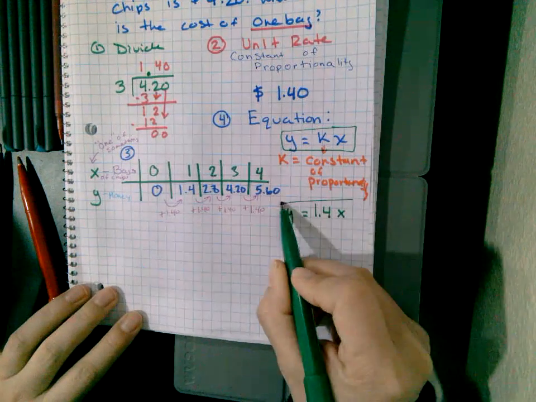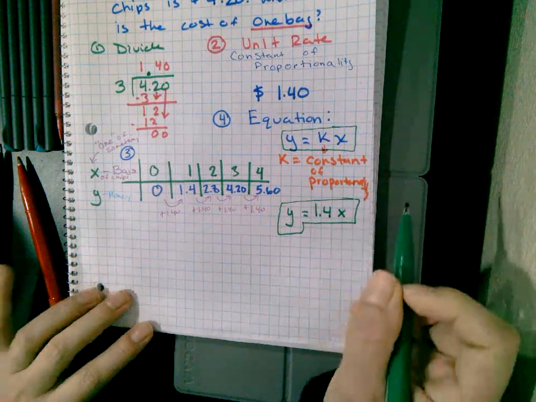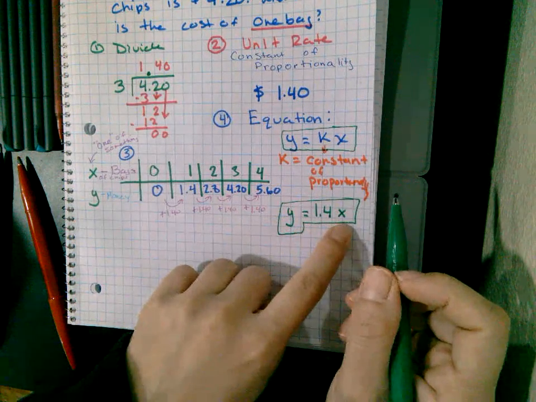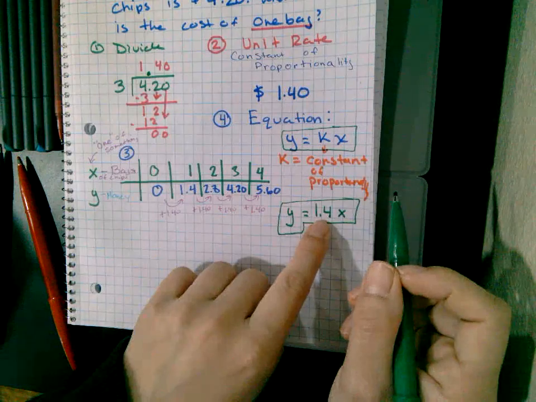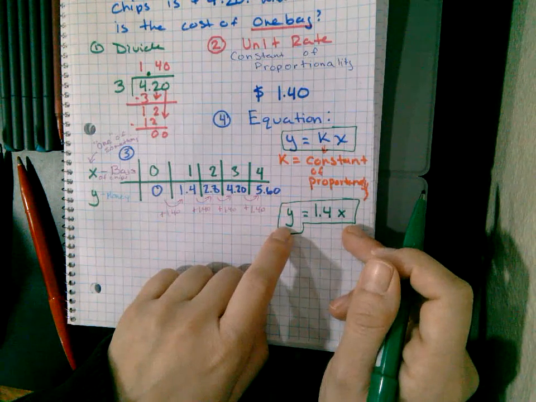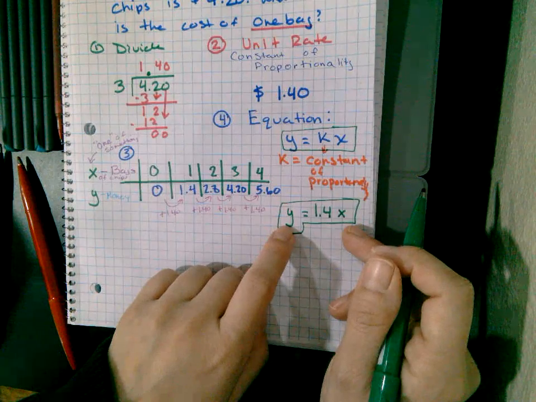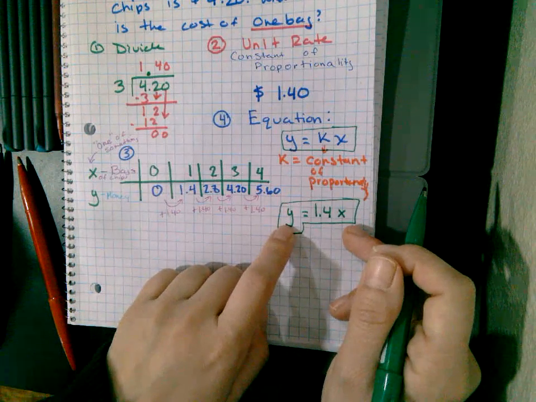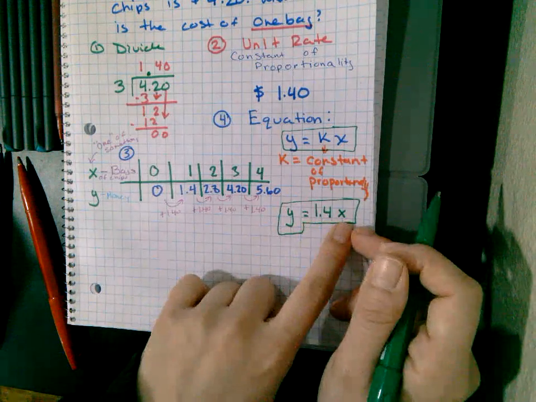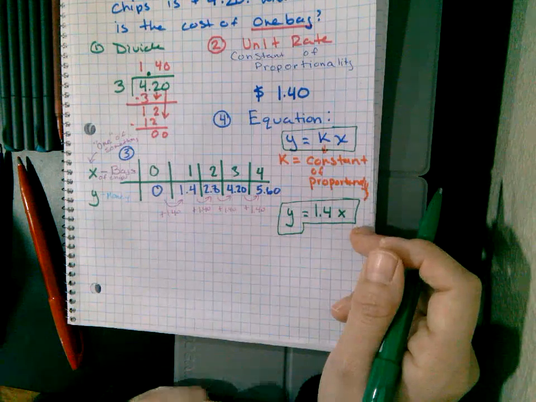This, ladies and gentlemen, is the equation for this whole problem. Y equals 1.4x. Where did I get the 1.4? It's my constant of proportionality. Y and x are just part of it. It's always going to be y equals something x. So that's the only thing that keeps changing. Y equals 1.4x. That's it. That's the equation.